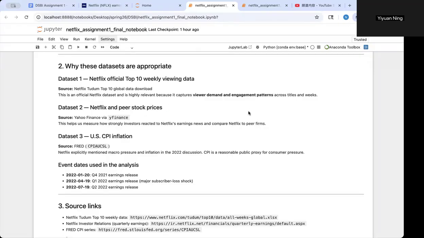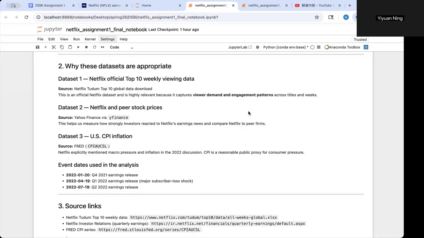Hi everyone, in this presentation, I will discuss a data-driven approach to understand Netflix business challenges in 2022. The background of this assignment is the news that Netflix lost subscribers in the first quarter of 2022 for the first time in more than 10 years, and its stock price dropped sharply afterward. This shows that Netflix was facing an important business problem, not only in operations, but also in market confidence.